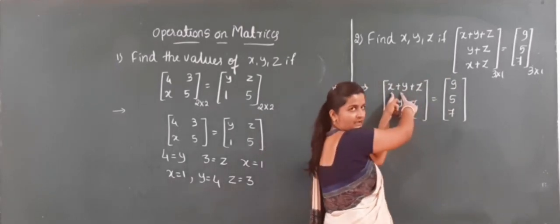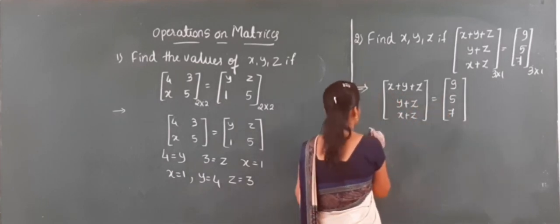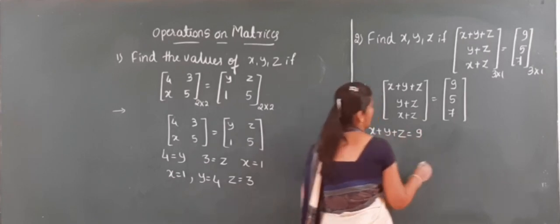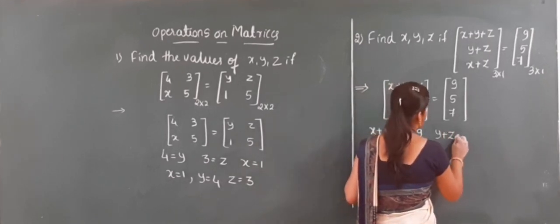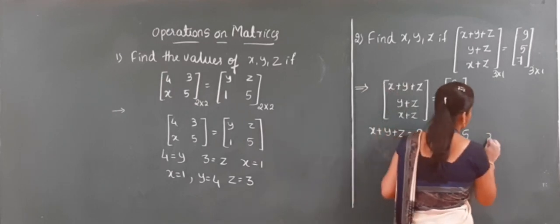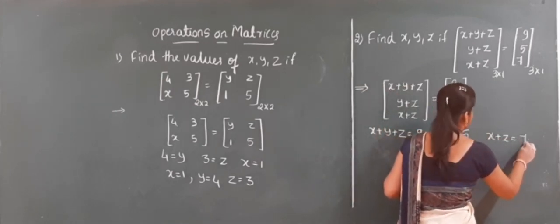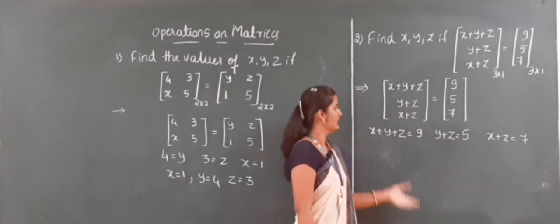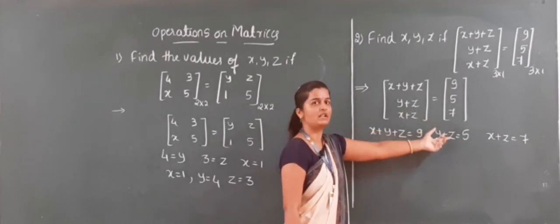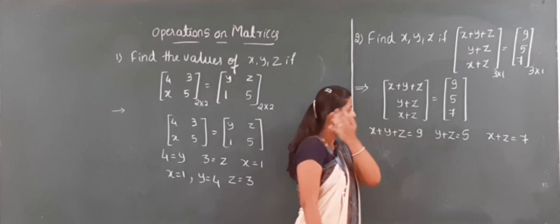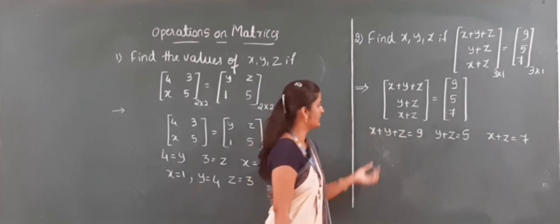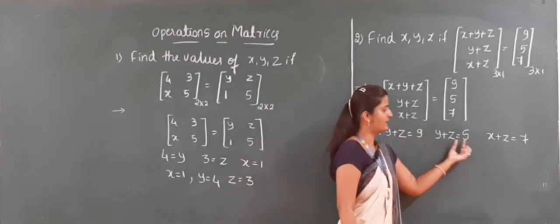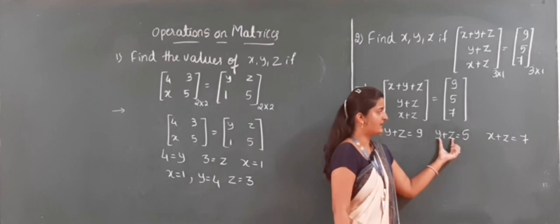This is the first element in this matrix, and this is also the first element. So x plus y plus z equals 9. Similarly, y plus z equals 5. Similarly, x plus z equals 7. Now we have to find the x, y, z values. From equating the corresponding elements, we got these equations. So how to solve? See here, x plus y plus z equals 9, and the next one is y plus z equals 5.